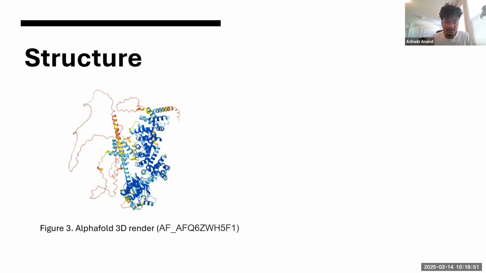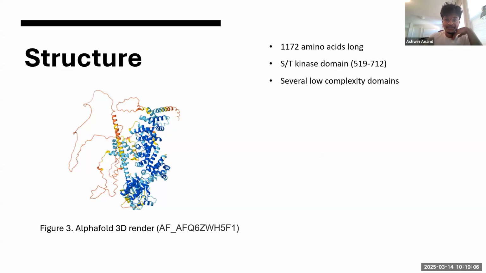For the structure, this on the left is the AlphaFold 3 structure. It's 1,172 amino acids long. The serine/threonine kinase domain is from 519 to 712, and there are several low complexity domains throughout. Also, magnesium 2+ is a cofactor.